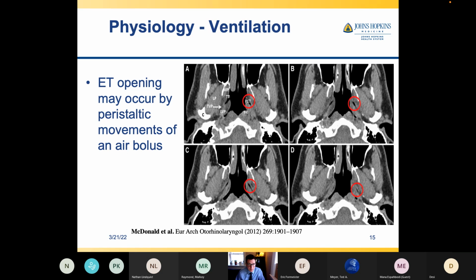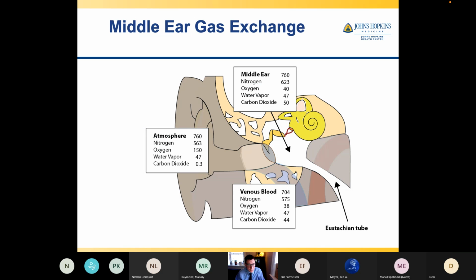All right, so why do we even have to get this bolus of air up to the middle ear? I have to briefly cover middle ear gas exchange, and I'm going to try and make it really simple. You know at this point that the middle ear works optimally when the pressure in the middle ear space is the same as the outside air. So atmospheric pressure is 760. When the middle ear total pressure of all the gases is 760, then the system is optimally functioning and we can hear well.